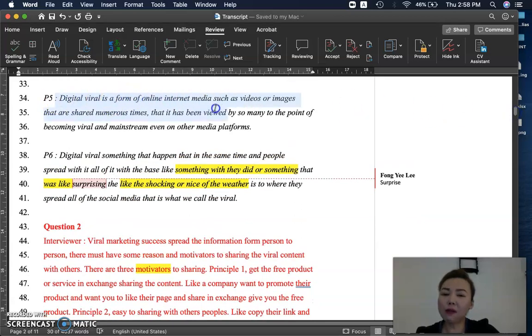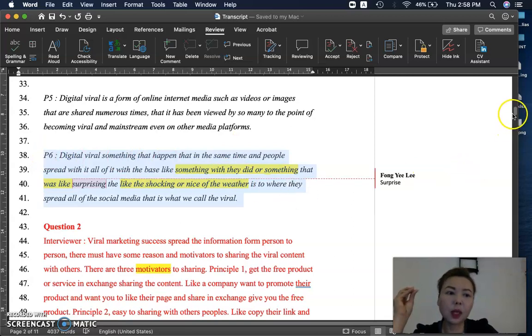So digital viral is a form of online internet media, such as video or images that are shared numerous times, that it has been viewed by many people to the point of becoming viral and mainstream, even the main media platform. So basically, the answer from the first 5 participants didn't really tell what are the factors contribute a viral message. Let's take a look.